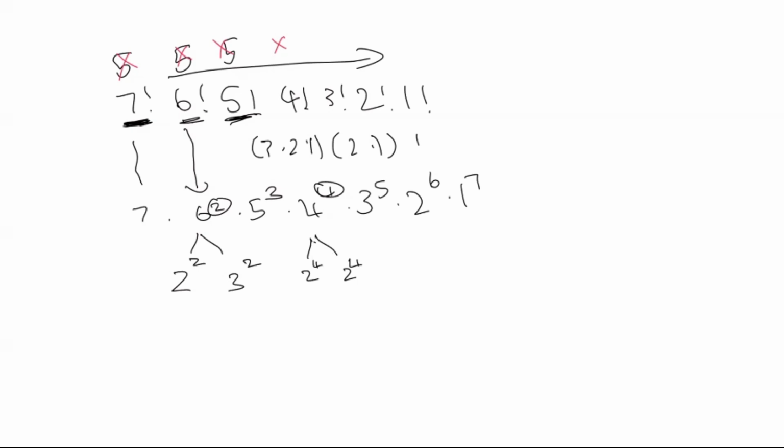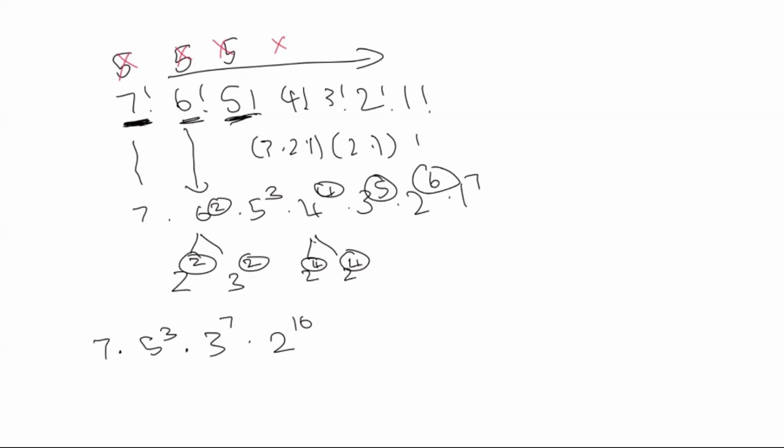And now we just add up all our exponents. So 7 times 5 cubed times 3 to the power, oh, sorry about that. So times 3 to the power, we have the 2 here and a 5 here, so that's 7. And then 2 to the power 2 plus 4, that's 10, plus 6, that's 16. So we have these.